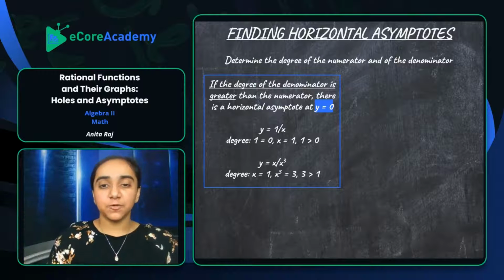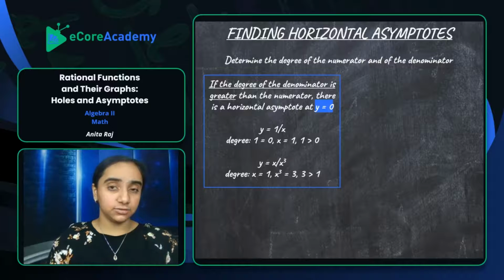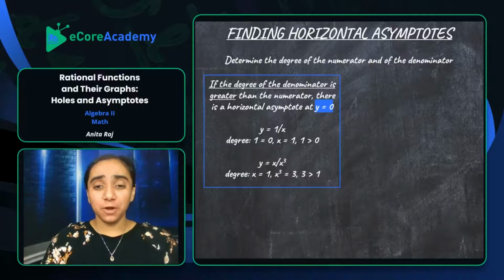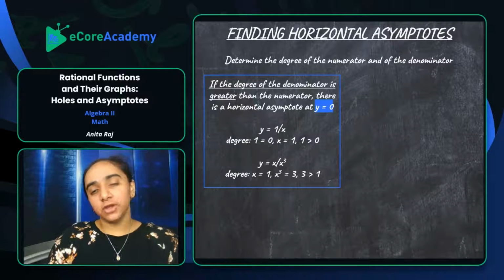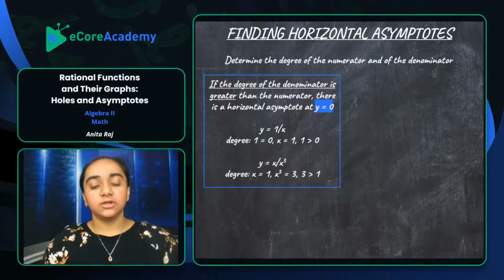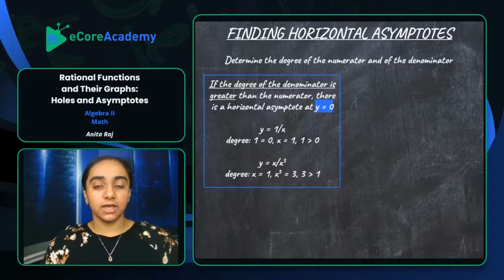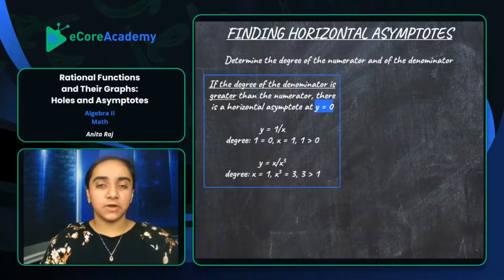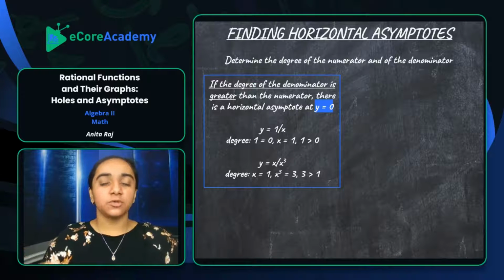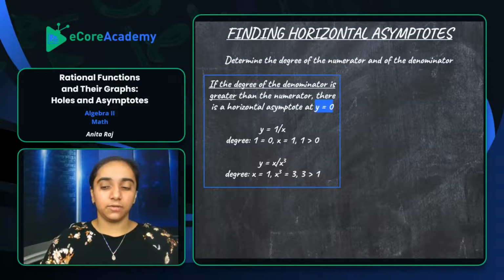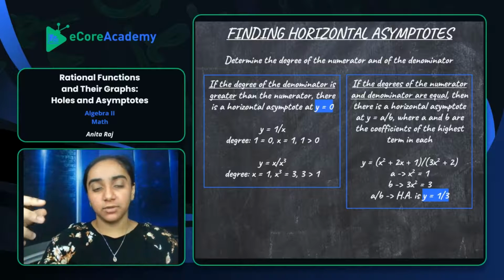If you look at the next example, y equals x divided by x cubed. The degree of the numerator is 1 because x is a linear term, raised to the power of 1. And if you look at the denominator, it's x cubed. The degree of the denominator is 3 because the exponent x is raised to, in this case, is 3. And again, the degree of the denominator is greater than the degree of the numerator. 3 is greater than 1. So we're automatically going to know for this problem as well, the horizontal asymptote is going to be y equals 0.